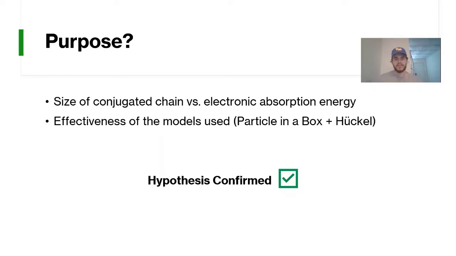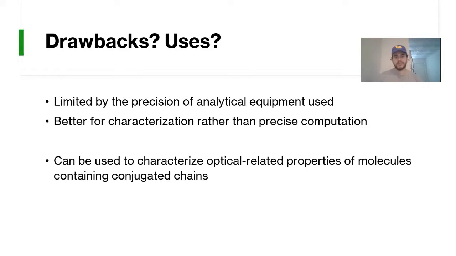This lab also helped us understand the efficacy of particle-in-a-box and Huckel methods. The particle-in-a-box method was found to not be very accurate in its computation, but was an effective way to demonstrate the trends between the conjugated systems. The Huckel method was very effective at generating a value for the resonance integral with relatively low error. The drawbacks of this lab would be mostly attributed to the precision of the analytical equipment used. Our setup using optical lenses was done by hand, and for that leaves room for error. This lab was better used for characterization of the dye molecules rather than precise computation.